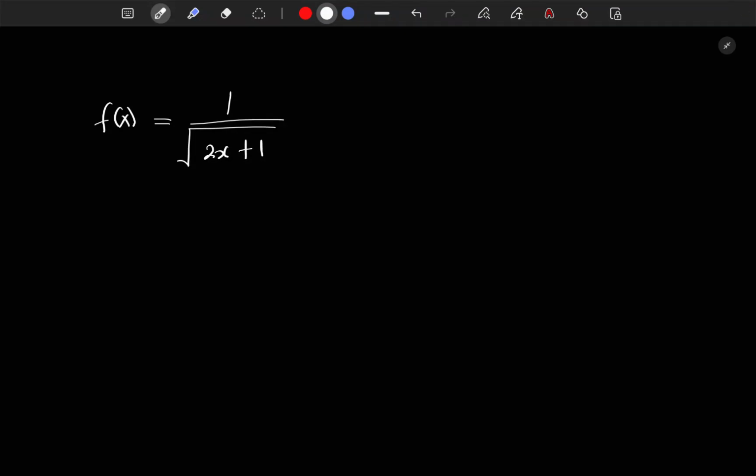Okay, let us solve this one from first principles. Welcome to another tutorial, mathematics, first year university. How do we differentiate this from first principles?